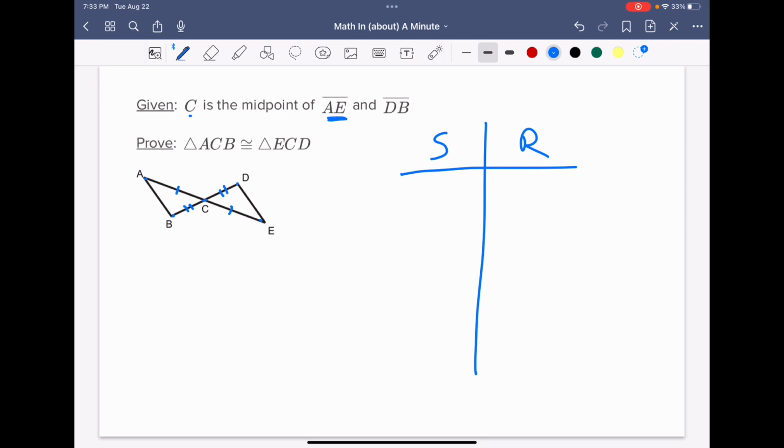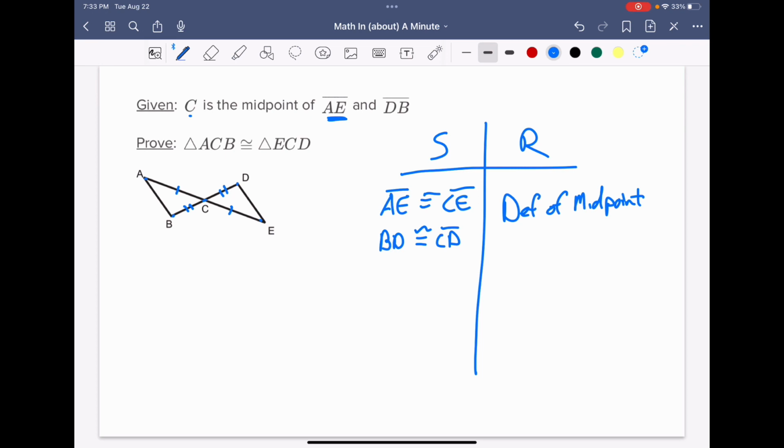All right, now I'm starting to see some stuff, so I'm going to start writing that down. I have AC is congruent to CE, and I also have BD is congruent to CD. Now, I wasn't given that information. I used the definition of a midpoint to figure that out. So that's my reasoning.